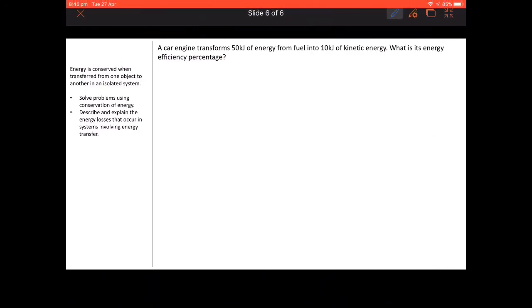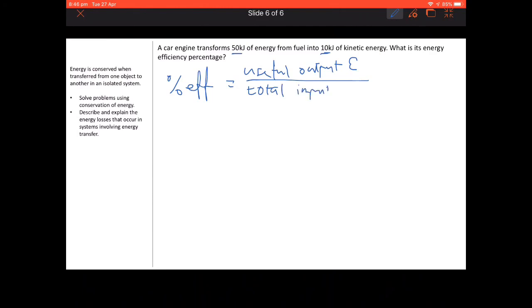So as an example, we've got a car engine, and the car engine transforms 50 kilojoules of energy from fuel into 10 kilojoules of kinetic energy, so 10 kilojoules of energy for movement or motion. And we have to work out what is the energy efficiency percentage. So we know that percentage efficiency is equal to useful output energy, that curly E I'm going to use to represent energy, and then that's divided by total input energy, and then times that by 100.